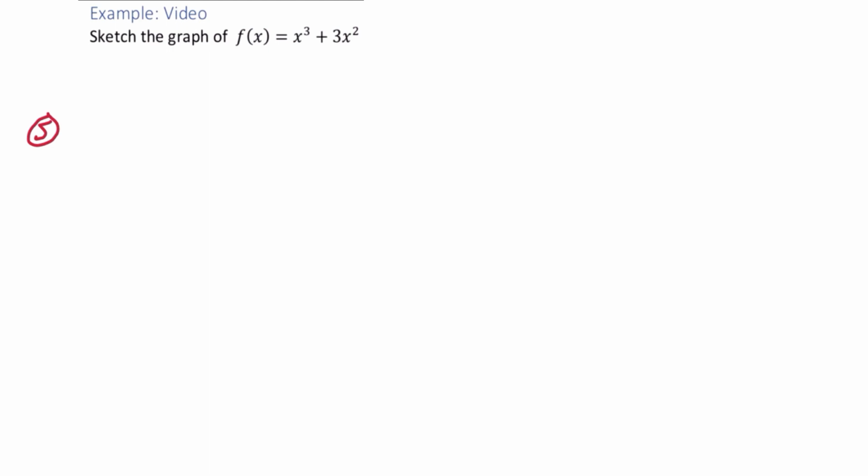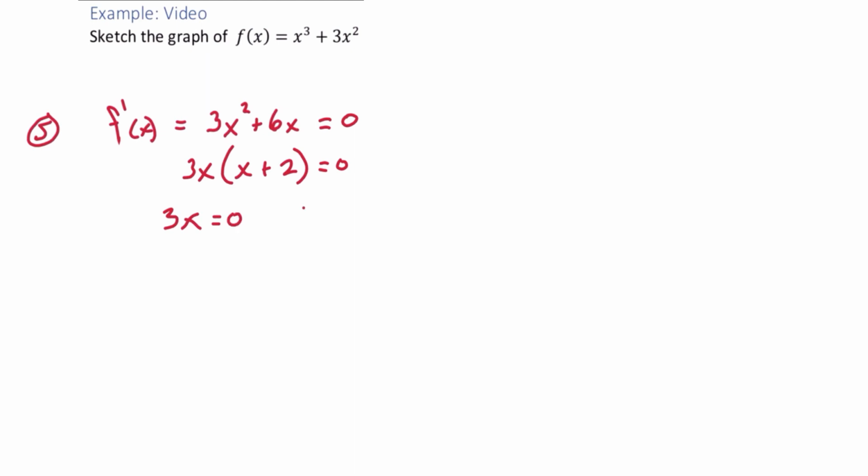In step 5, we want to find the first derivative to help us find intervals of increase or decrease. So f prime is 3x squared plus 6x. We'll set that equal to 0 and factor. Set each factor equal to 0 and solve. And we'll use these 2 points to help break up our number line for our intervals to test.